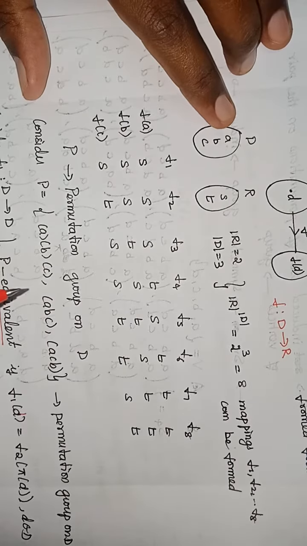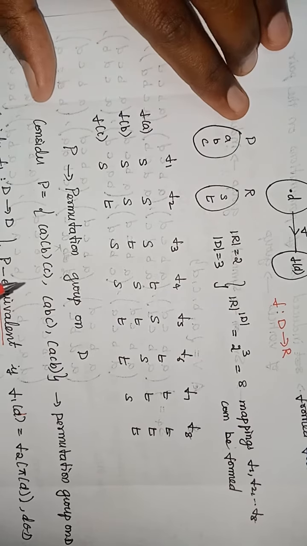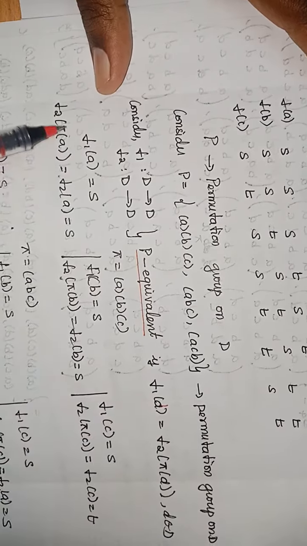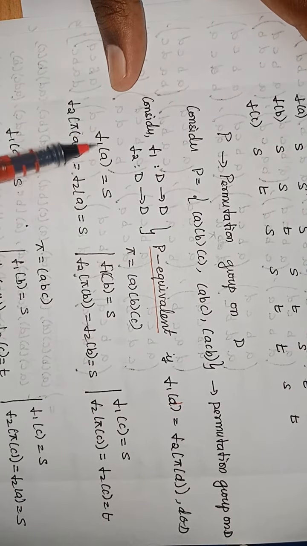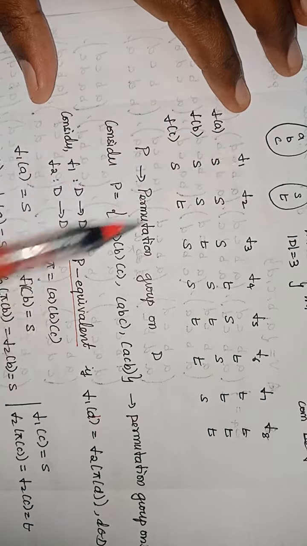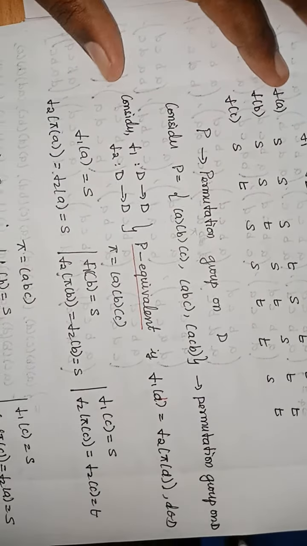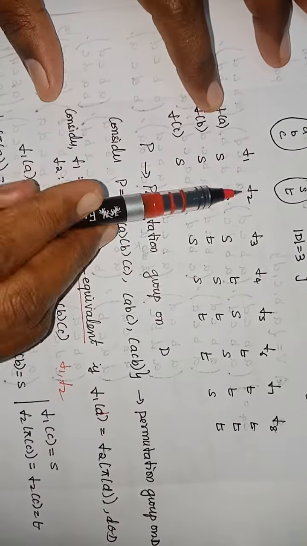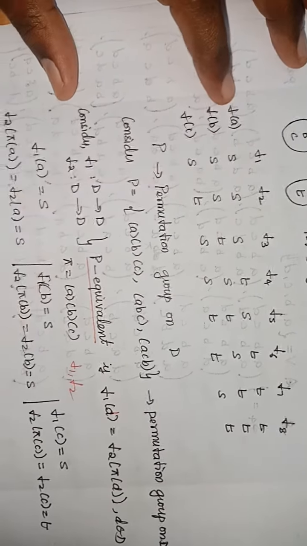What is the first element of D? D actually contains 3 elements A, B, C. Let me take A. I am substituting in the left hand side f1 of A. I am choosing two functions f1 and f2. What is f1 of A?